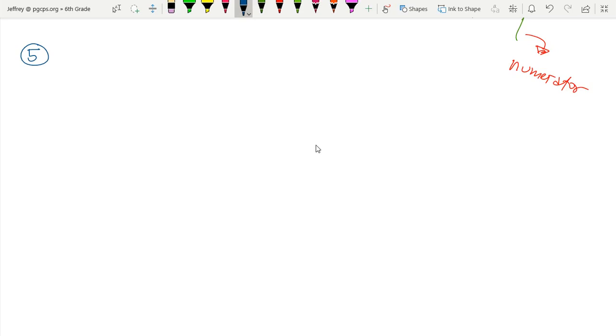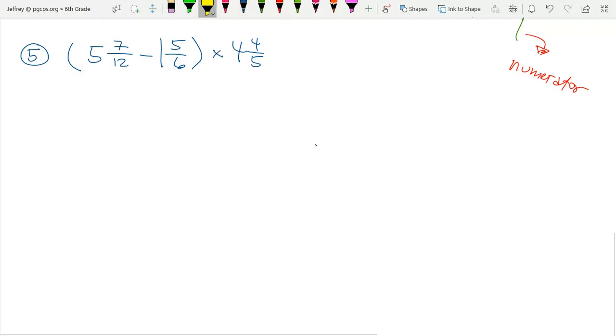So number 5, let's have 5 and 7/12 minus 1 and 5/6. But wait, you said that we're going to be multiplying. And we are. I'm not done yet. So times 4 and 4/5. So if we have this, what should we do? Are we going to multiply right away? Nope. Order of operations, we need to do what's inside the parentheses. Since we have a parentheses, that's why we need to do the operation inside the parentheses. PEMDAS, right? So let's do 5 and 7/12 minus 1 and 5/6.